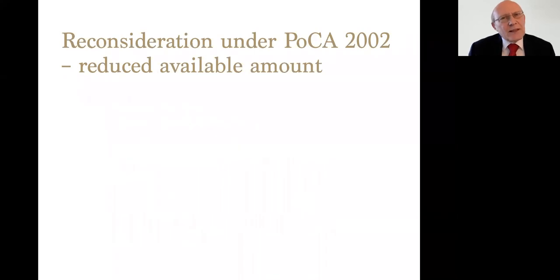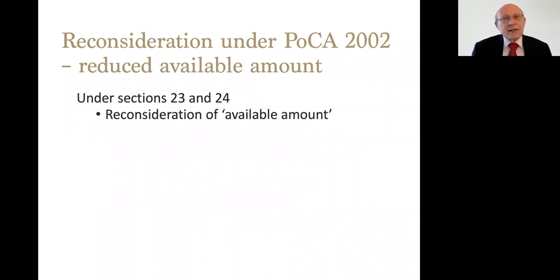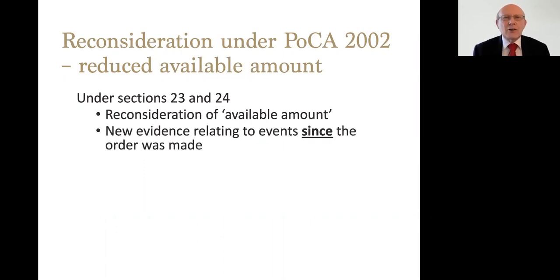There are also, within the same group of sections in PoCA, sections dealing with the reduction of available amount. And of course, we've discussed section 23 at the previous webinar. These sections 23 and 24 deal with the reconsideration of available amount, not benefit, available amount. And here we're looking at new evidence relating to events that have occurred since the order was made. So sections 19 to 21, we're looking before the order was made. Sections 23 and 24, we're looking to events that have occurred since the order was made.